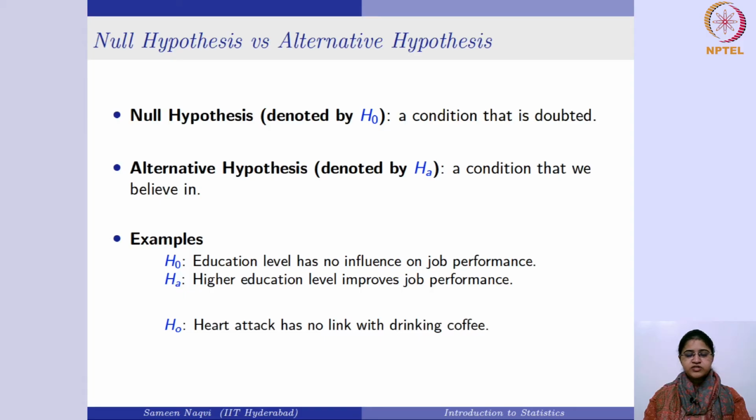Similarly, consider another example: you are interested to see whether heart attack can be linked with drinking coffee or not. We know that caffeine is not good for your health, so it would have a certain impact on the functioning of the heart also. In this case, the alternative is the one in which you believe, so you can say that drinking coffee increases the chances of heart attack. Rather, the null would be the one that you doubt, so you can say that heart attack has no link with drinking coffee. It means that you doubt this condition, and that is why you have written it as the null hypothesis.